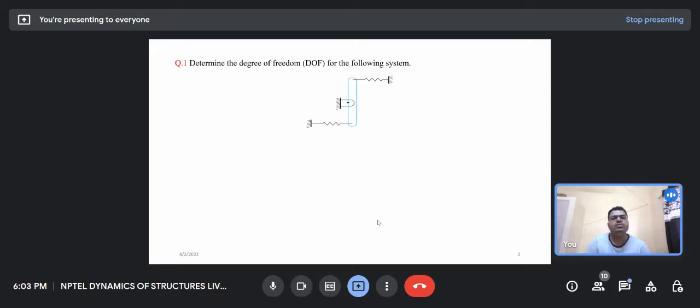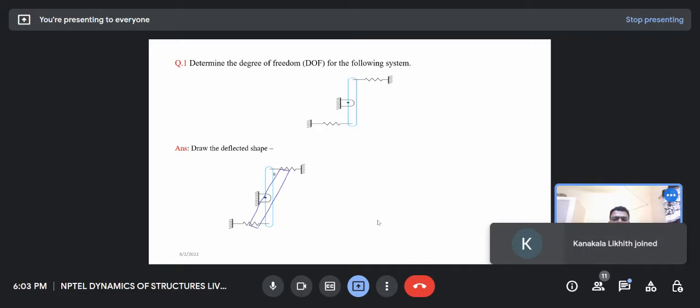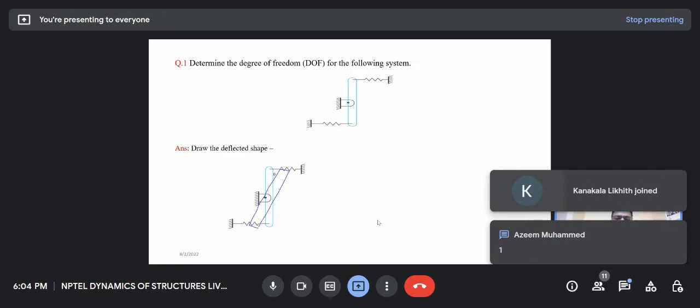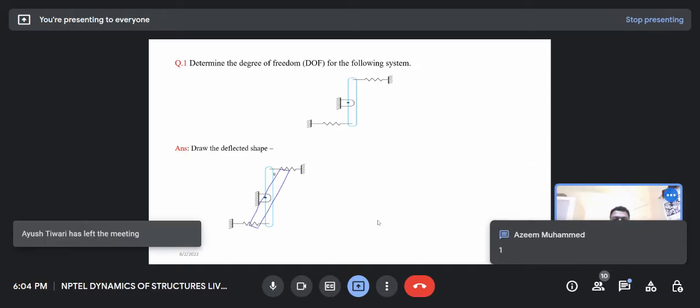Let me tell you, first, if you draw the deflected shape of the system, then you would be able to find out the degree of freedom of the system. So let me show you the deflected shape of the system. Now can anyone tell me what is the degree of freedom of the system by seeing this deflected shape, the free body diagram of the system?